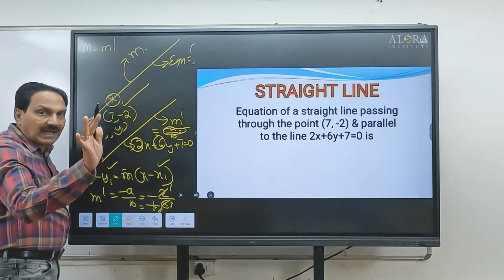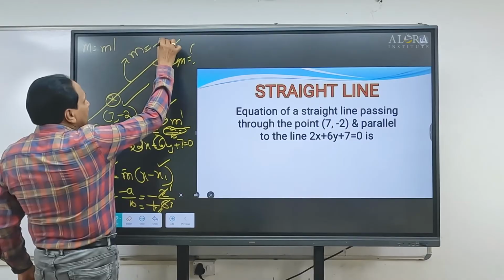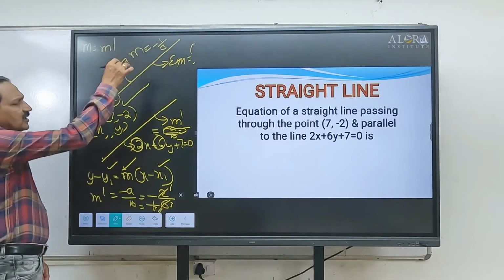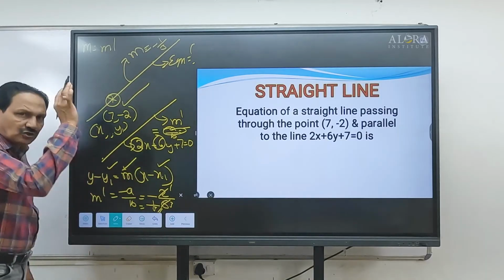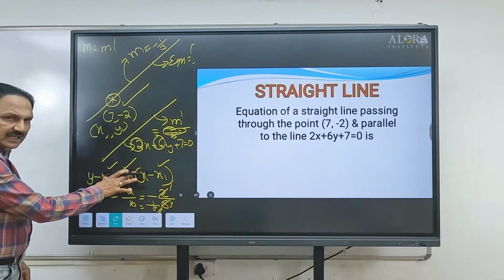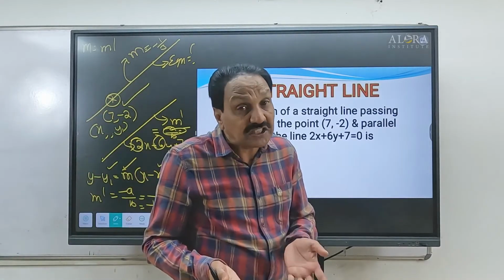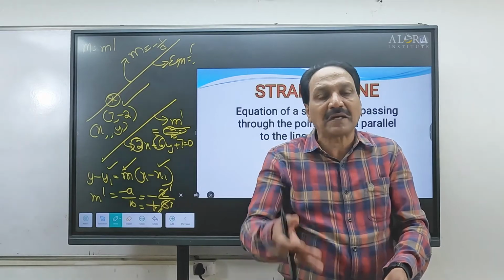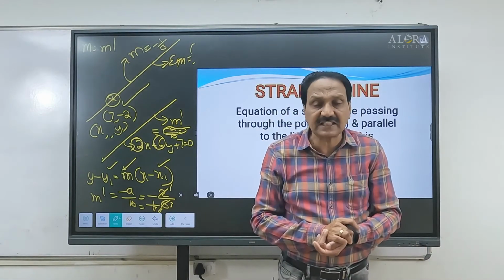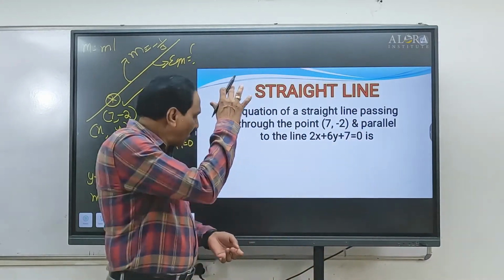Since the two lines are parallel, slopes are equal. So m and m dash are equal, and this is also minus 1 upon 3. Now put the value of m as minus 1 upon 3, and substitute the values of x1 and y1 as 7 and minus 2 in this particular equation. Simplify. Now I am saying very simply simplify, but a number of steps are to be followed. Simplification is also not that easy, guys. So then you will get the final answer.